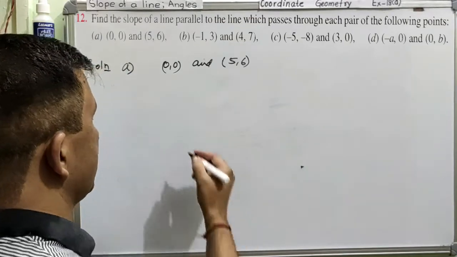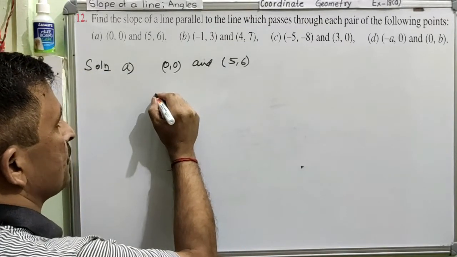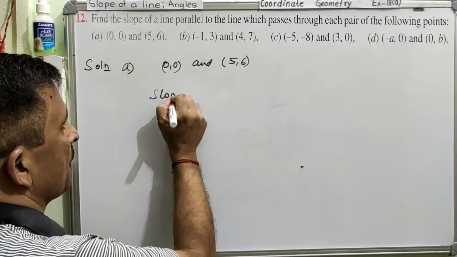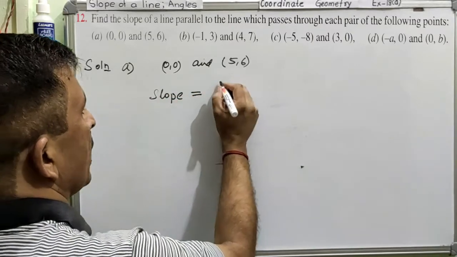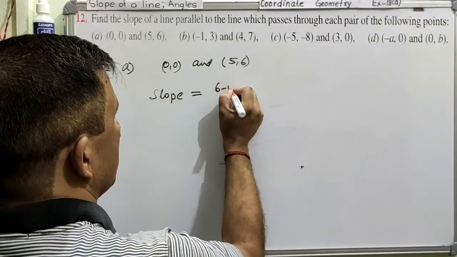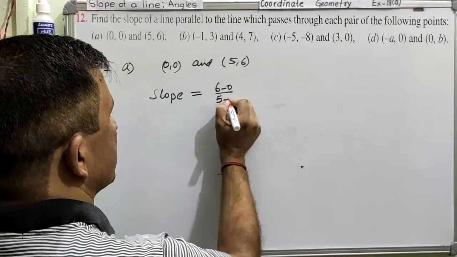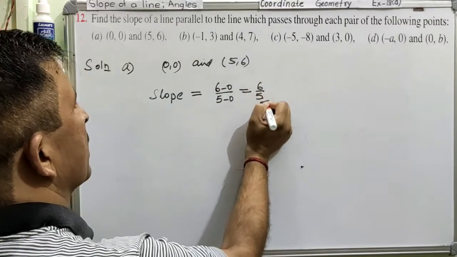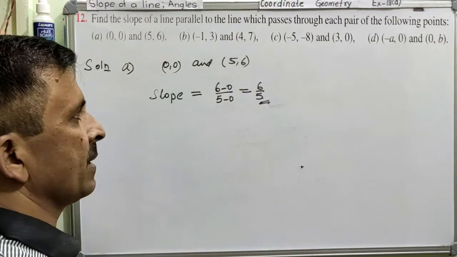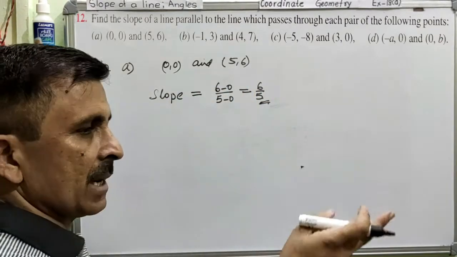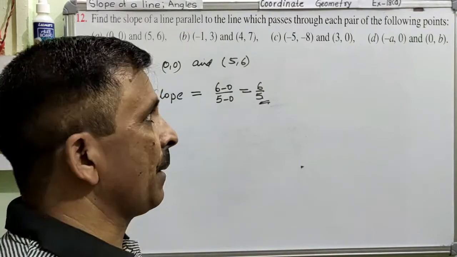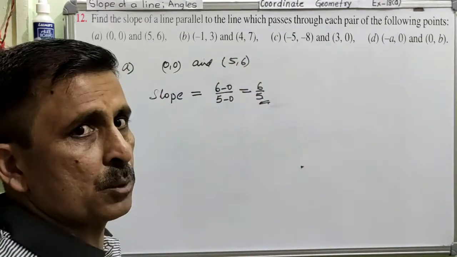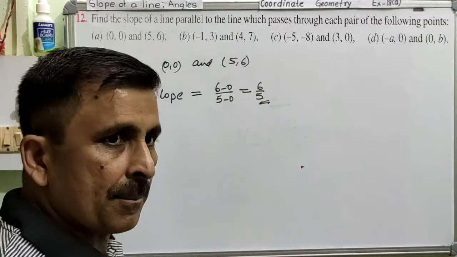So let us see once again. Slope is equal to y2 minus y1 over x2 minus x1, so 6 minus 0 over 5 minus 0. So this is 6 over 5. Now this became the slope of your line that joins the 2 points, and then the slope of the line which will be parallel to the join of these 2 points will also be the same.